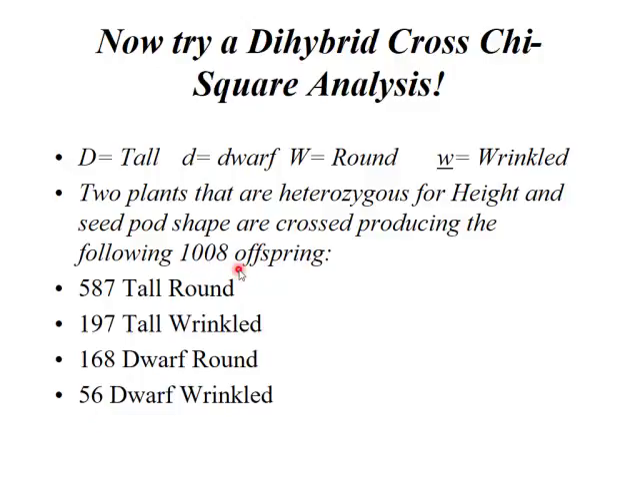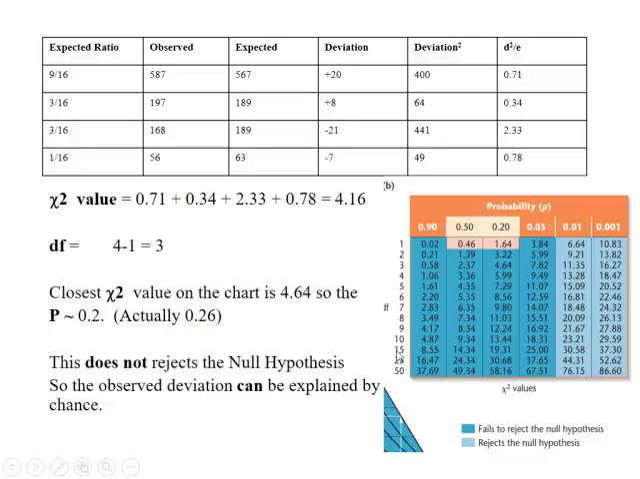Now, as we know, dihybrid crosses have a distinct 9:3:3:1 ratio. We would expect to see 9/16 would be tall and round, both dominant. We would expect 3/16 to have one dominant and one recessive trait. We would see another 3/16 to have one recessive, the other dominant, and we would expect to see 1/16 both be the recessive traits. And we're going to take that into account and use a table once again. So your expected ratios for this dihybrid cross were 9/16, 3/16, 3/16, and 1/16.